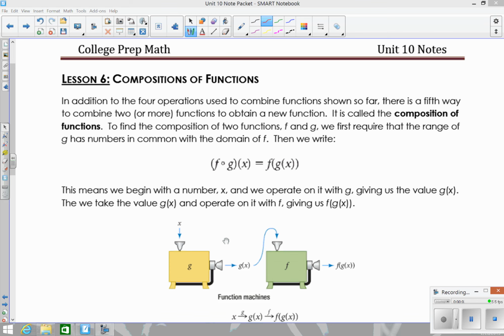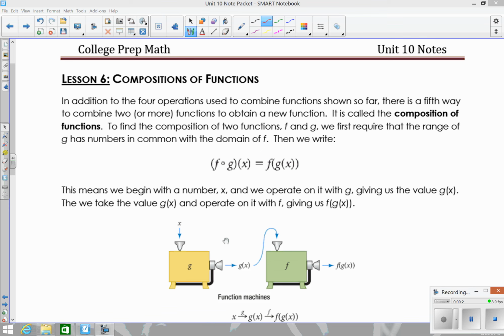In Lesson 6, we're going to look at compositions of functions. In Lesson 5, we looked at how to do operations with functions. So compositions is kind of like a fifth way of combining two or more functions. However, it's not just adding, subtracting, multiplying, or dividing.